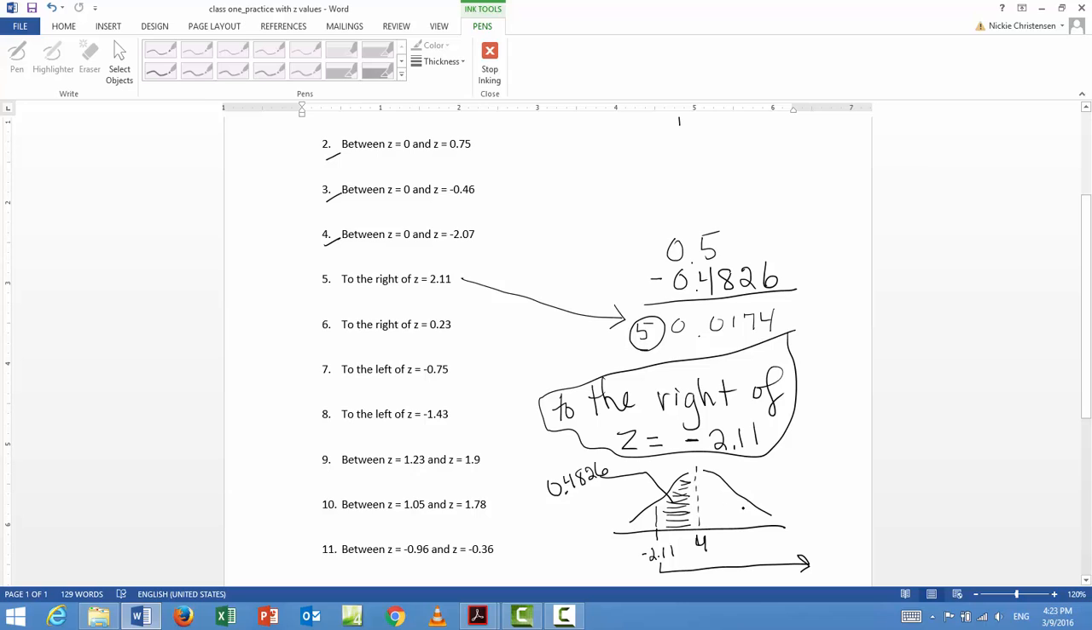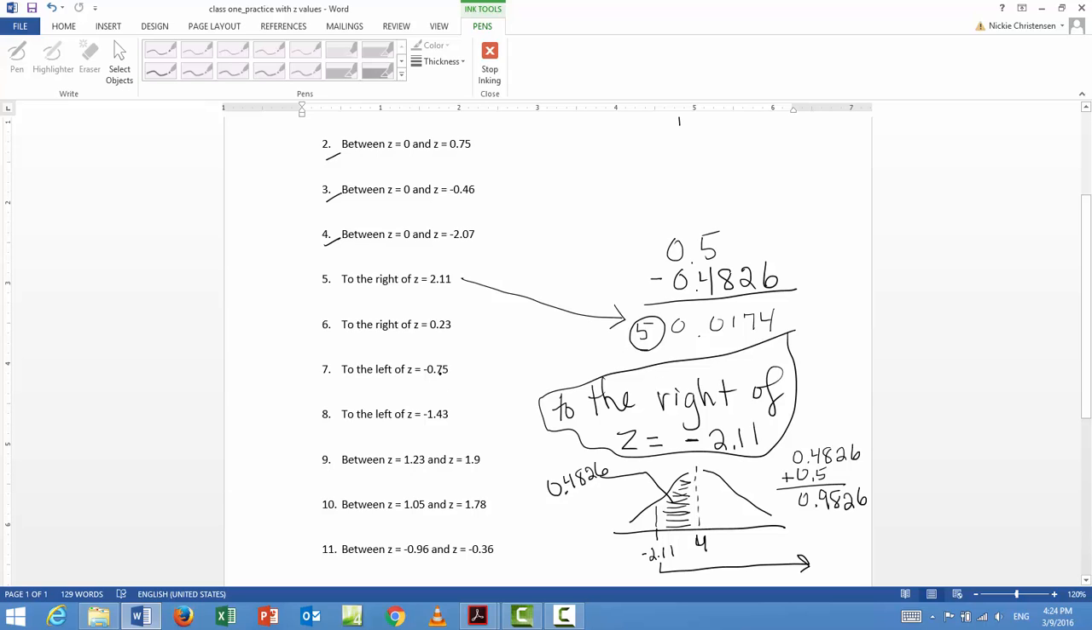So hopefully, if you know the characteristics of the curve, you can see that with a negative z value, a to the right question is slightly different. Instead of subtracting the p-value from 0.5, we take the p-value, 0.4826, and we add 0.5. So our answer for this question, which I just made up, would be 0.9826, because this is a negative z value.